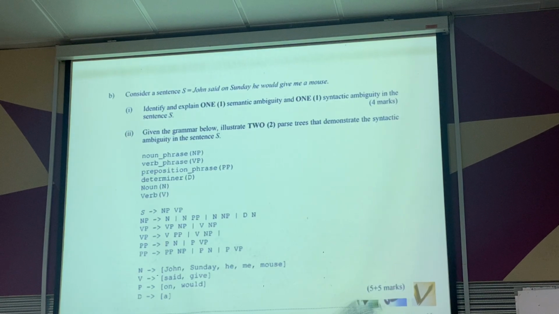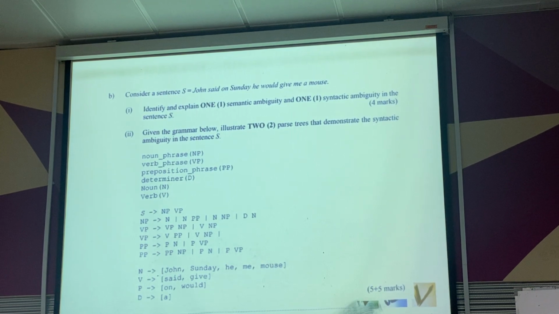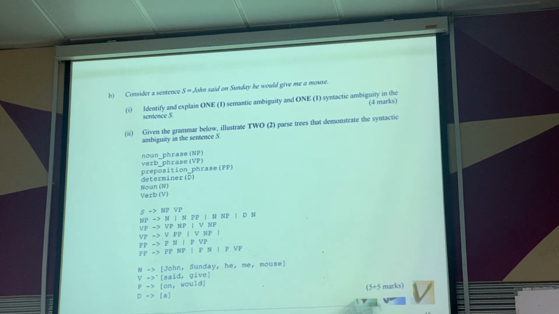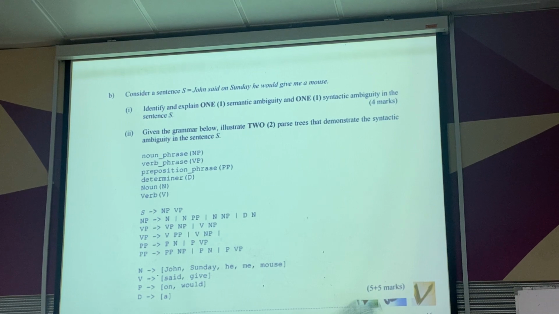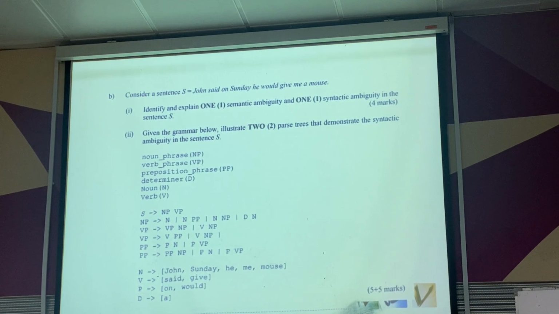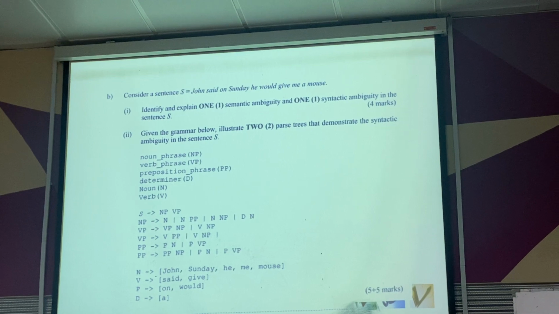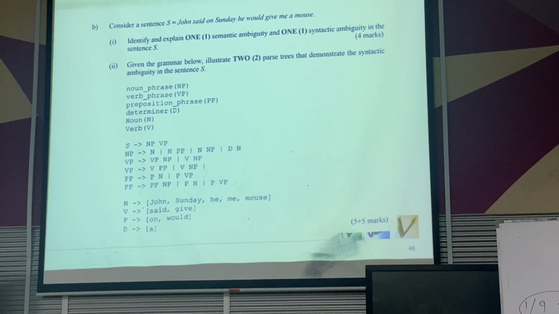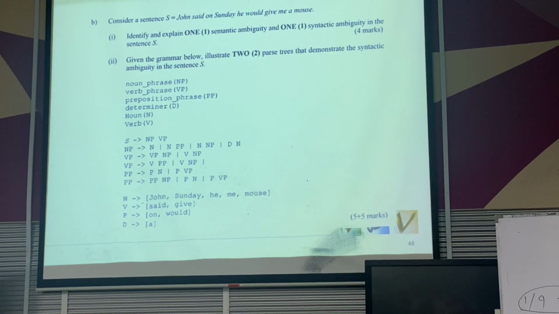Alright, I want you to try this question. Okay, John said on Sunday that he will give me a mouse. Look at question B1. Identify and explain one semantic ambiguity. In this sentence, you have one semantic ambiguity and one syntactic ambiguity. So identify one semantic, one syntactic. For each ambiguity you get 1 mark, and then you have to explain what the semantic ambiguity is and what the syntactic ambiguity is.